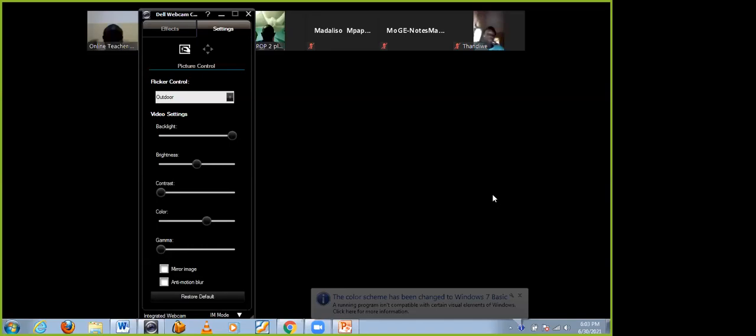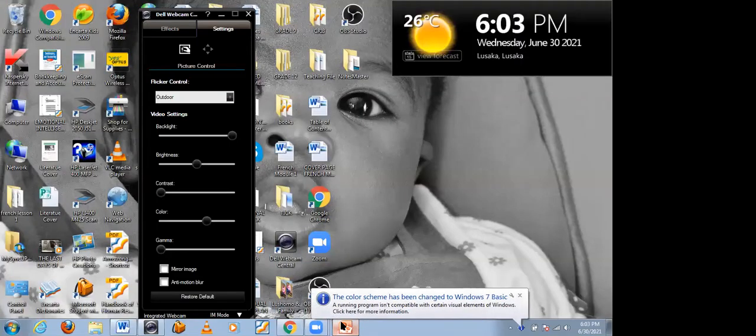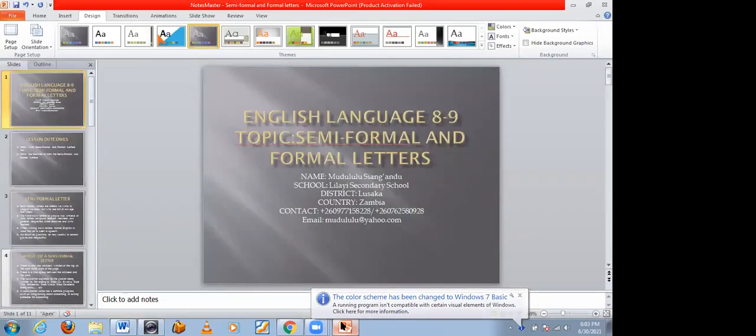Just wave, don't shout, just wave. Put a symbol of wave so that we know that you are okay. You just clap the hands, you have got the symbols there. You can clap by picture or you can just wave.